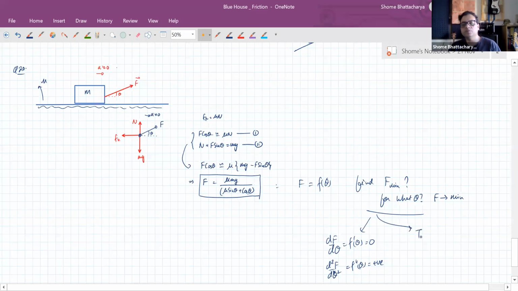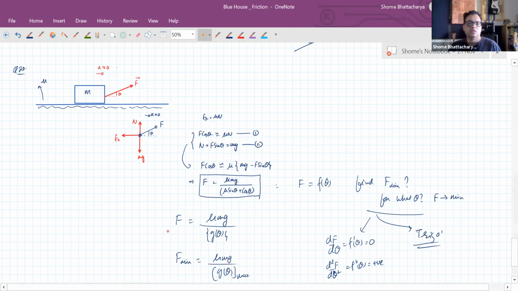We can also use trigonometry. Let's see how we can use trig. So here you can see this F is actually mu mg divided by some linear function of theta. So F minimum will be mu mg upon this function's maximum. That's going to be much easier. So let's analyze this. This denominator function is mu sin theta plus cos theta. Now we want to find this function's maximum.